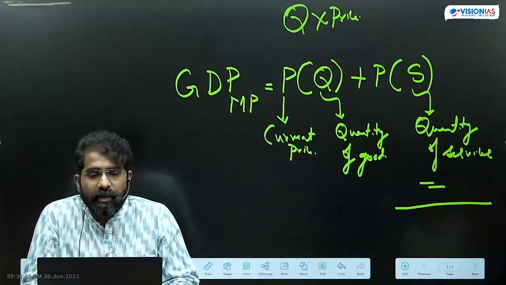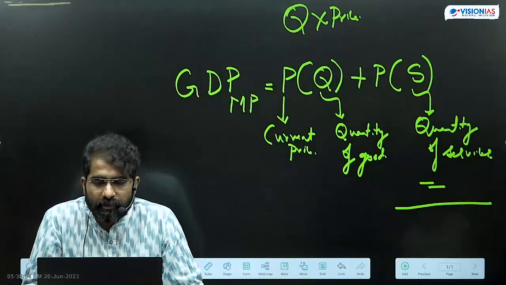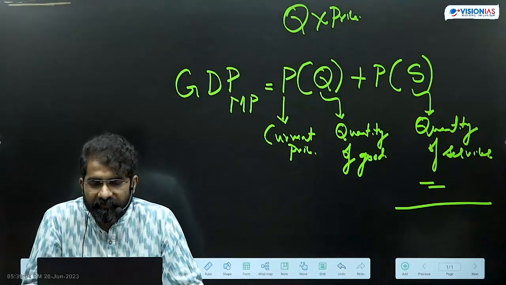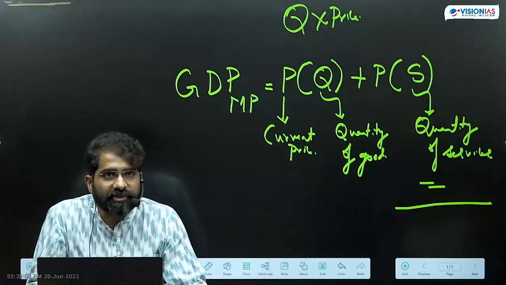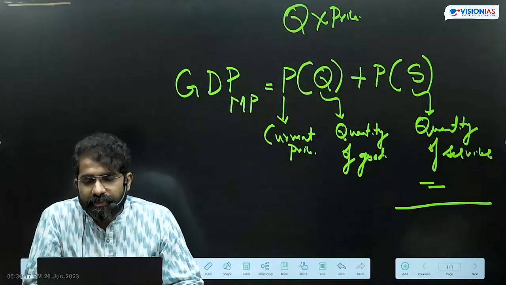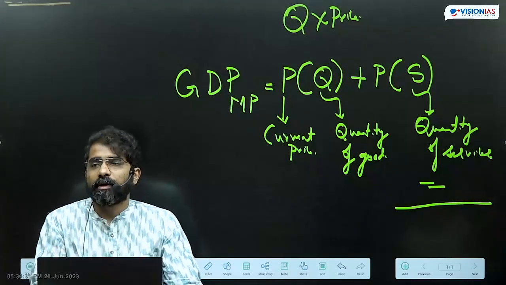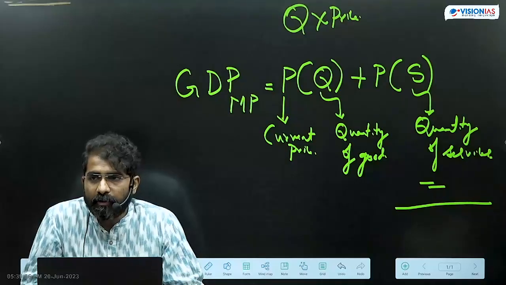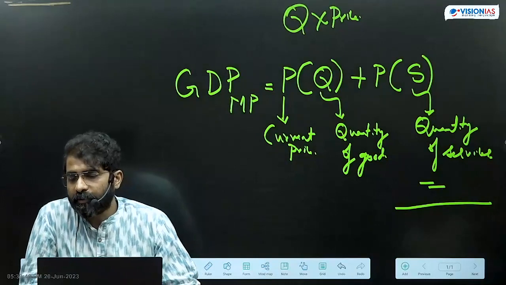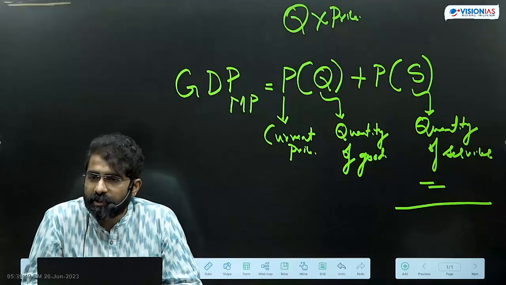Okay, third point, write down. Estimate the net value added of each sector, in bracket primary, secondary, tertiary, close the bracket, by summing up the net value added at factor cost of all producing units in each sector. Is that clear? Okay, next point.